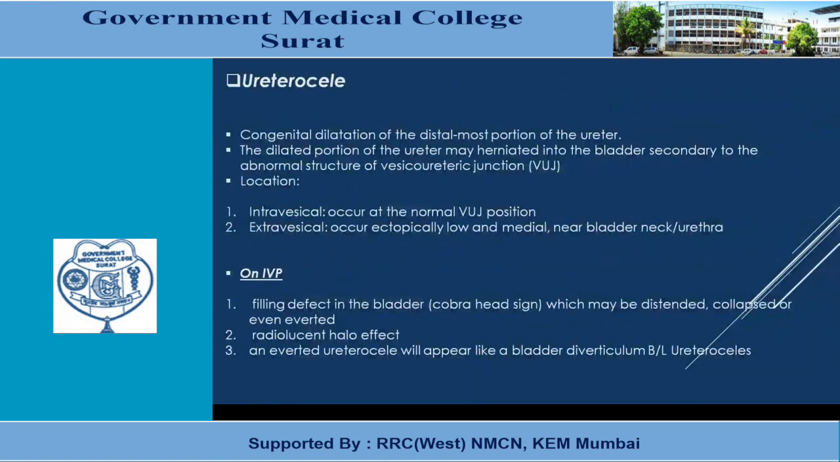In males, ectopic opening may be in the lower urinary bladder, posterior urethra, seminal vesicle, ductus deferens, and ejaculatory duct. Ureterocele is congenital dilatation of the distal-most portion of the ureter. A dilated portion of the ureter may herniate into the bladder secondary to abnormal structure of the vesico-ureteric junction.